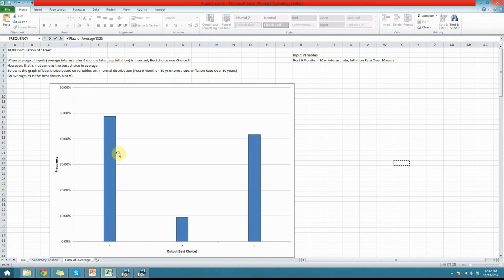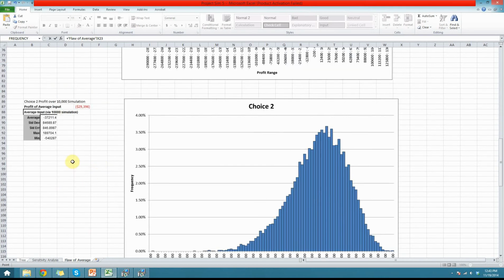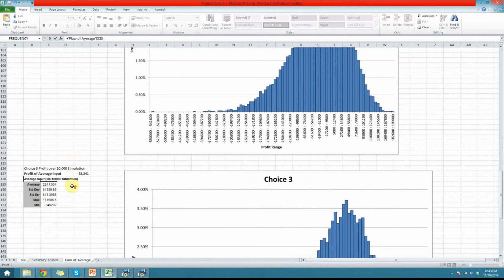Another flaw of average is the expected profit value of each of the choices. So choice 1 has an average profit of $8,000 if you input the average input. But if you actually run the simulation 10,000 times, it would tell you that profit is actually $3,000. We actually have this done for choice number 1, number 2, and number 3.